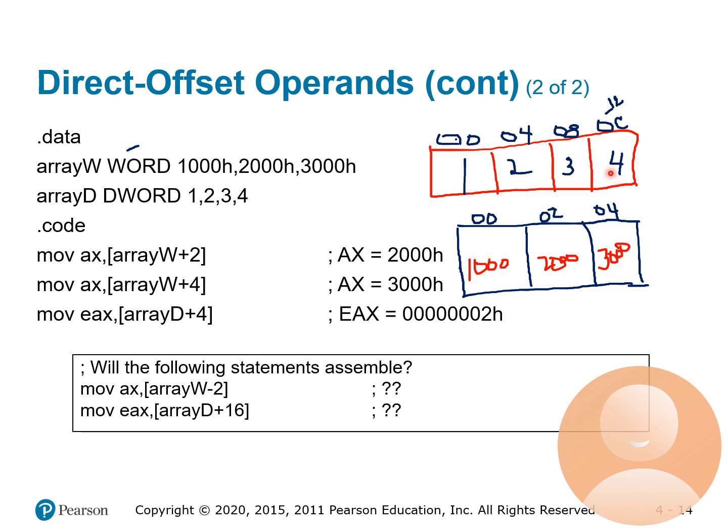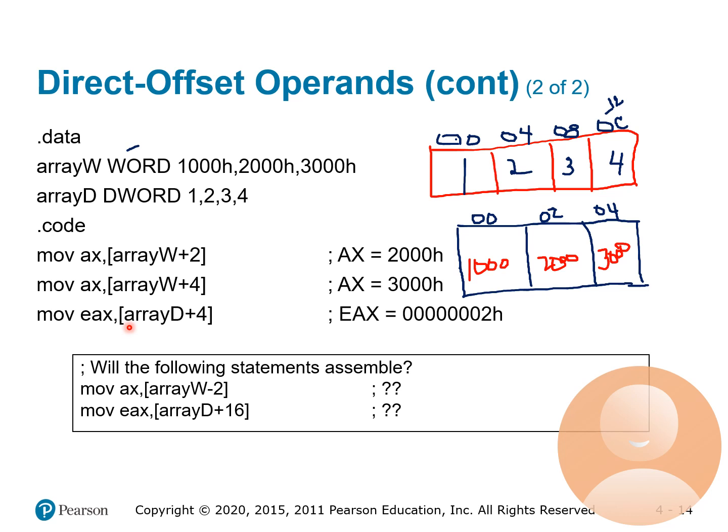So the very first statement, the move statement, they're adding to array W, which is this one. So array W is here at this location where the 1000 is. So if you add 2, you get to the 2000, which is what it shows you here. 2000 is moved to AX. And then if we add array W again, array W gives us 1000, array W plus 4 gives us a 3000. We move to the third element.